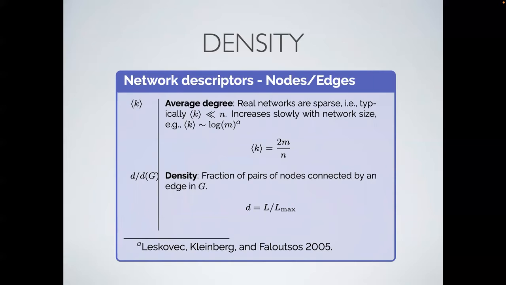Another notion is the density. First, we have the notion of the average degree, which is how many connections each node has on average. And the density is the fraction of pairs of nodes which are connected by an edge. You count how many edges you have in the network, you compute how many edges you could have in the maximal case when everyone is connected to everyone, and you just divide the first by the second, and you get your density. So the fraction of pairs which are connected by an edge.